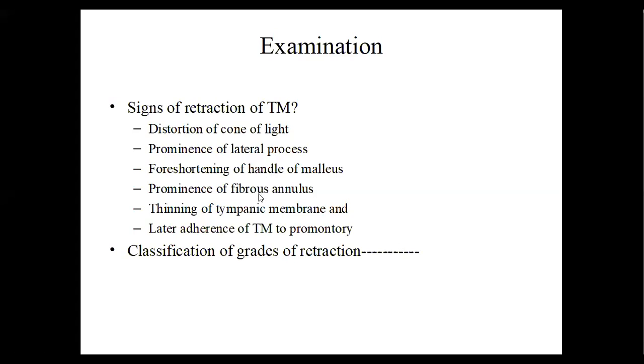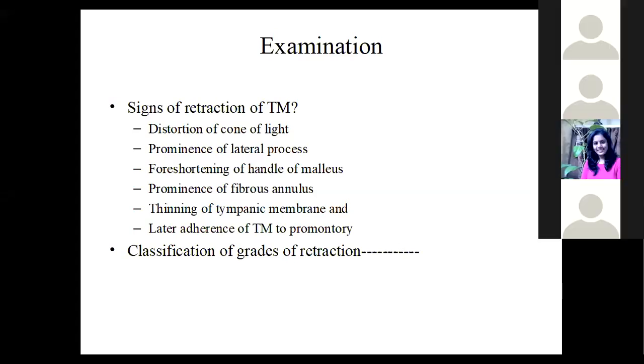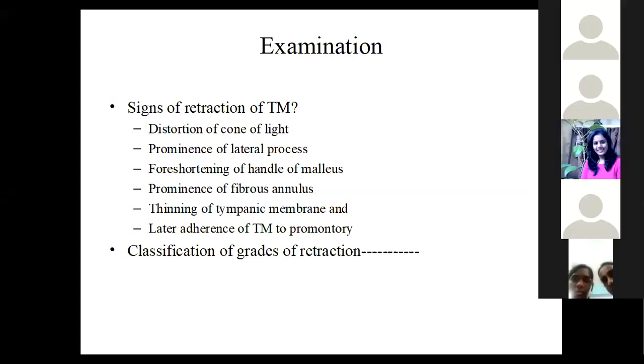Then prominent fibrous annulus. If the pars tensa is retracted, then the fibrous annulus stands out. Then because of the chronic inflammation, there will be thinning or dimeric tympanic membrane. And then if the tympanic membrane is too retracted, it will go and adhere onto the promontory. So these are all various signs depending on which you should say there is a retraction of the pars tensa. Is it enough if we just say there is a retraction of the pars tensa?